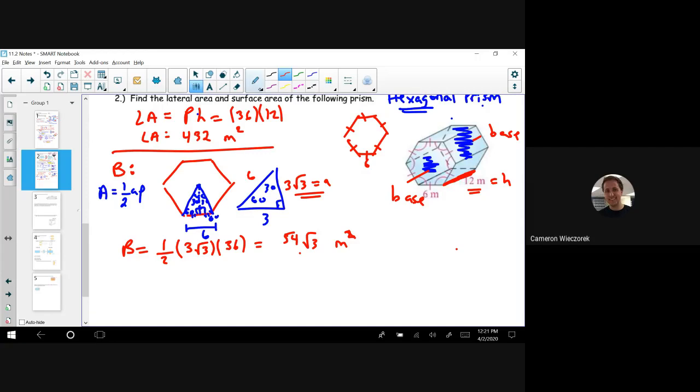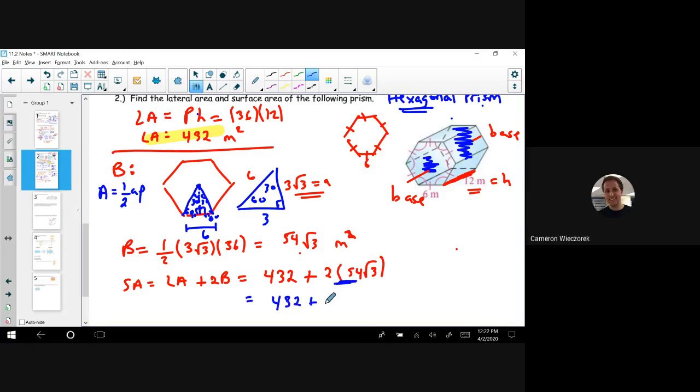We got our lateral area before. We computed one base, but there are 2 hexagons, one in the front and one in the back. So when I do my total surface area, I need to take the lateral area we found and add on 2 times the base area, since there's 2 bases. 432 did not include the hexagons. Each hexagon has 54 rad 3 square meters of area. So you got to make sure you multiply that 54 by 2.